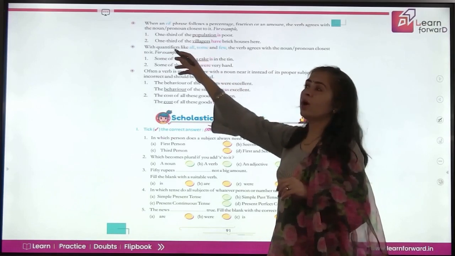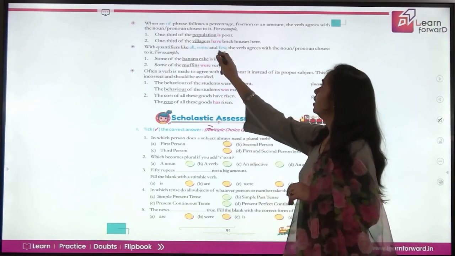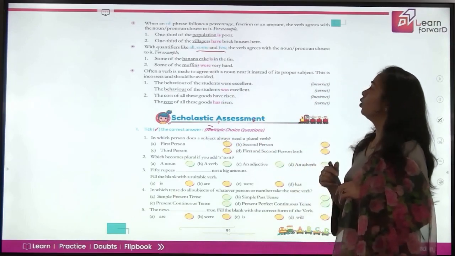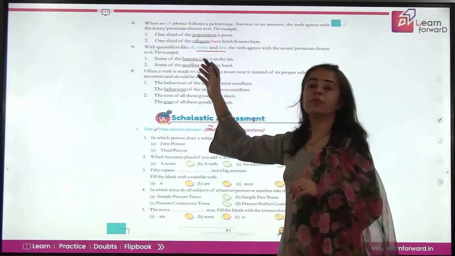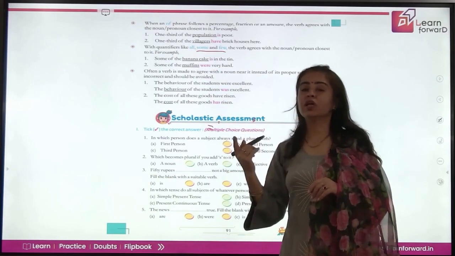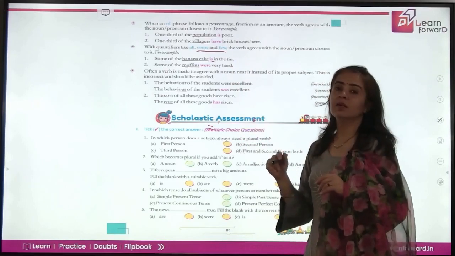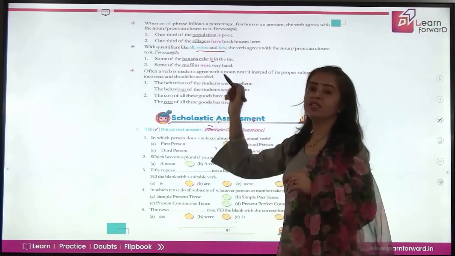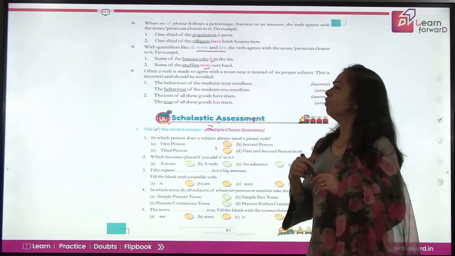Next, with quantifiers like all, some and few, the verb agrees with the noun or pronoun which is closest to it. For example, some of the banana cake. Now we are talking about banana cake which is singular, so we'll say is in the tin. But if we say some of the muffins, now muffins is plural, so we'll use a plural verb, were very hard.